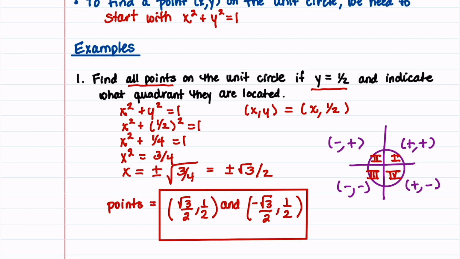Okay, so for our first point, both the coordinates are positive, so this point is located in quadrant 1. And for our second point, the x value is negative and the y value is positive, so this is located in quadrant 2.